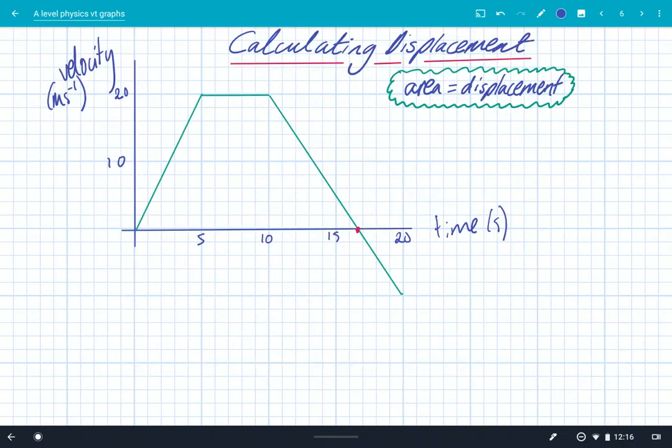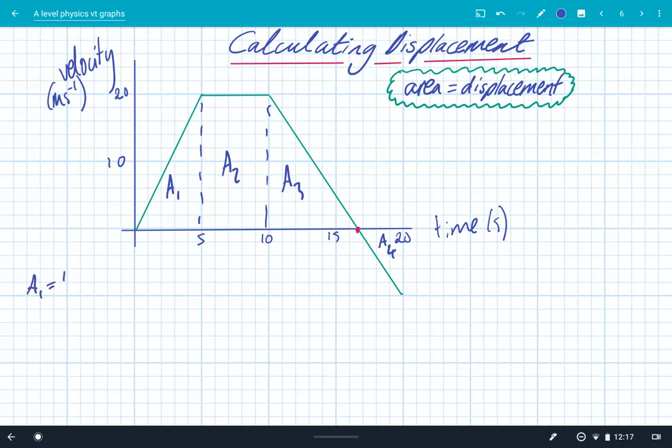Finally, the last bit that you can do from velocity time graphs is you can work out the displacement, and the area underneath the curve is equal to the displacement. So I'm going to separate this graph into 4 separate areas. I've got area 1, area 2, area 3, and area 4. Area 4 is negative, it's in the negative quadrant, so we're going to have to take it away. Right, just a bit of basic maths here.